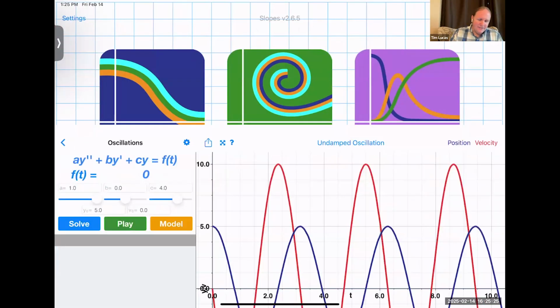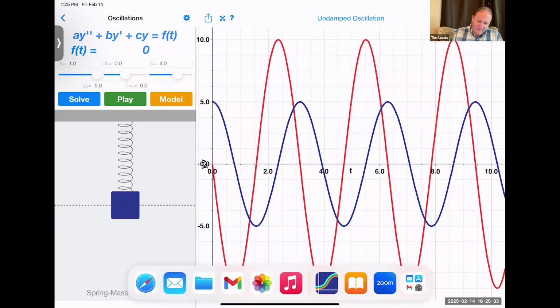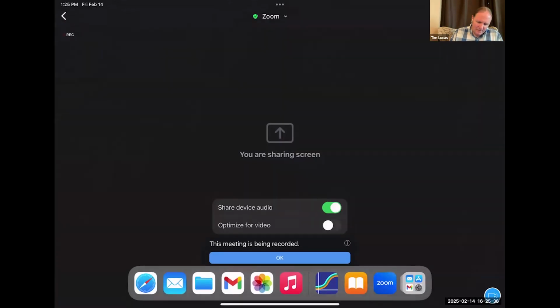There's some oscillations with second order equations, just a little mass spring system. And then there's a numerical activity. So I just want to finish up real quick.